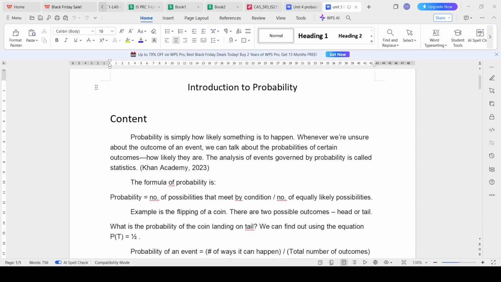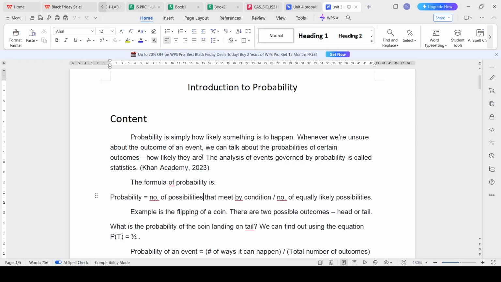And today I'm going to present to you about the introduction to probability. Probability is simply how likely something is to happen. Whenever we're unsure about the outcome of an event, we can talk about the probabilities of certain outcomes, how likely they are. The analysis of events governed by probability is called statistics. This is according to Khan Academy 2023.